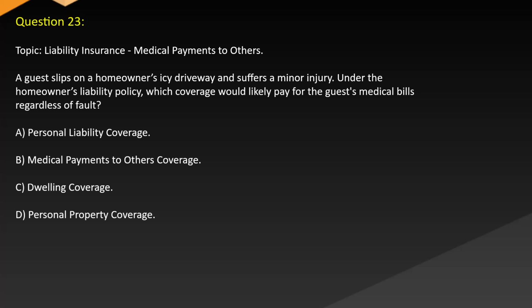Question 23. Topic: Liability insurance. Medical payments to others. A guest slips on a homeowner's icy driveway and suffers a minor injury. Under the homeowner's liability policy, which coverage would likely pay for the guest's medical bills regardless of fault? A. Personal liability coverage. B. Medical payments to others coverage. C. Dwelling coverage. D. Personal property coverage.